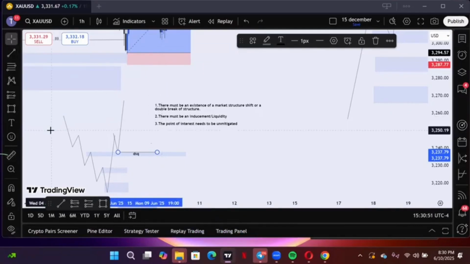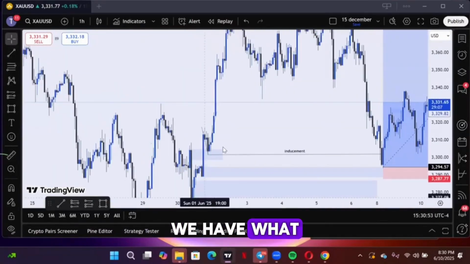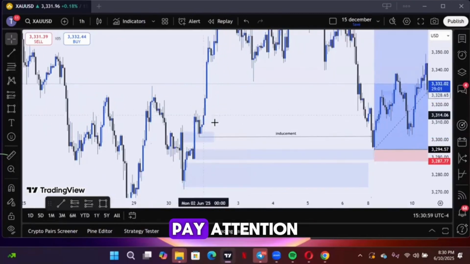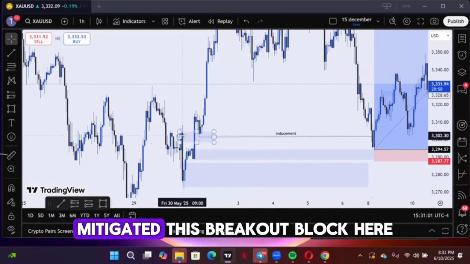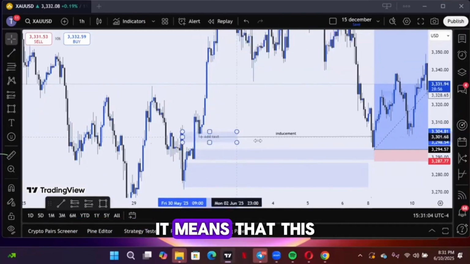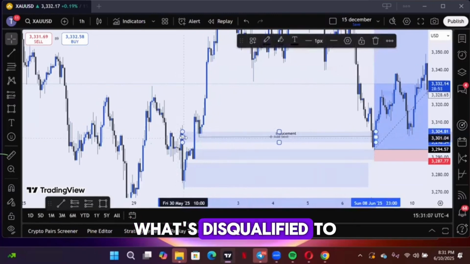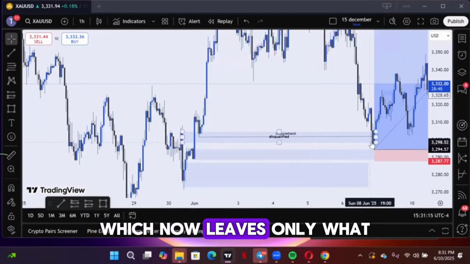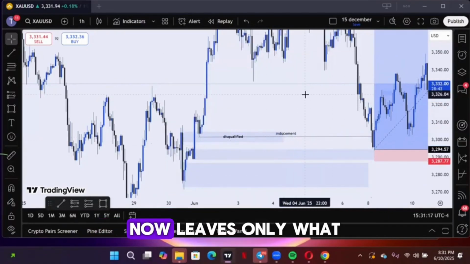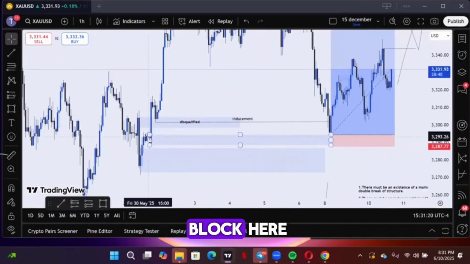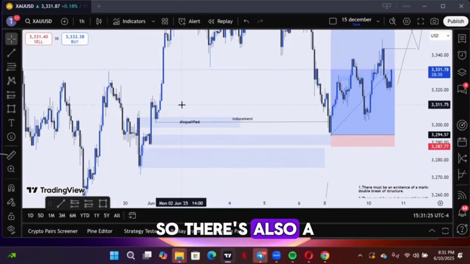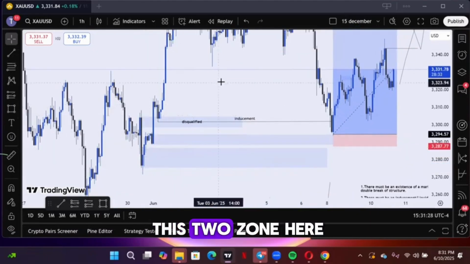So in this here, we have what? We have an order block here and we have a breaker block here. But while market was creating this inducement, pay attention, market actually touched and mitigated this breaker block here. So what does it mean? It means that this breaker block here has now been what? Disqualified to be used as an entry. Which now leaves only what? It now leaves only what? Only this other block here, and then probably this one down here. We don't really call this another block, but it looks like a zone. There's also a possible zone. So it now leaves these two zones here.